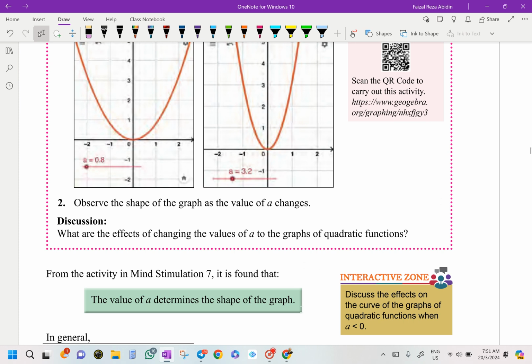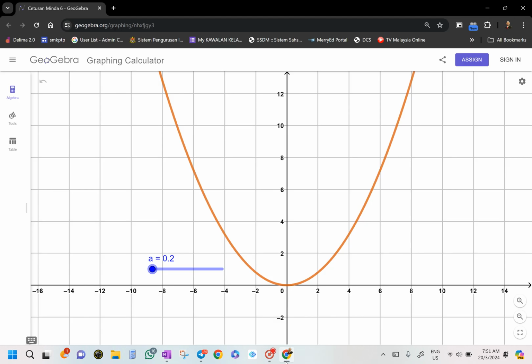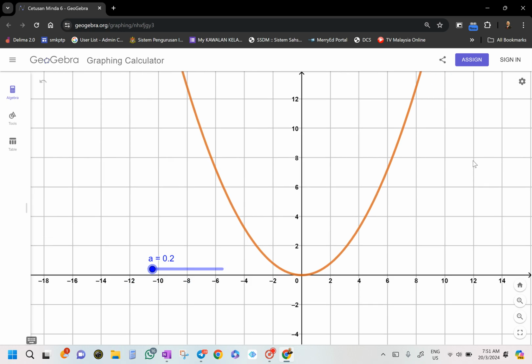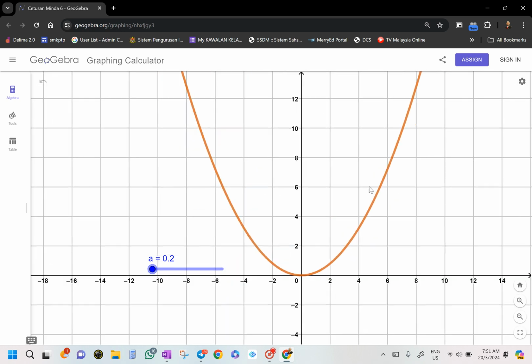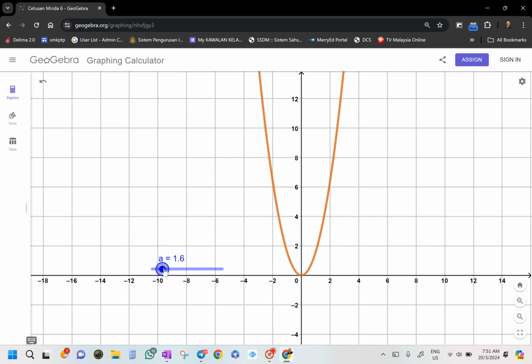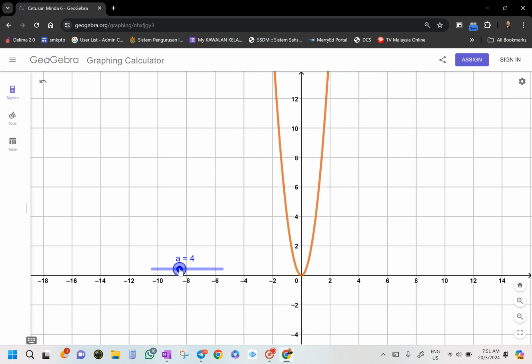Okay, if you look over here, kita dah scan dah. Ni this is the function given. Dia boleh besar kecil. Okay, tak apalah. So what happened? Tengok ni. If I move the slide, apa jadi? Makin kurus.